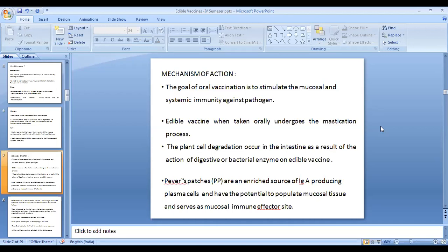When it goes to the intestine, plant cell degradation occurs by the action of digestive and bacterial enzymes. That means when you take the edible vaccine orally, it goes through the GIT and reaches the intestine, where the cell degradation takes place by the digestive enzymes and also the bacterial enzymes. And next, what happens? The Peyer's patches, which are present on the mucosa of the intestine, are an enriched source of immunoglobulin A producing plasma cells. And these patches have the potential to populate the mucosal tissue and serve as a mucosal immune effector site.